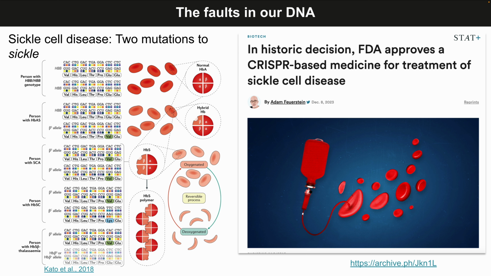Yeah, find a way to switch the base, right? If I can somehow go there and switch this T back to A, I have my original protein or original cell. That's not exactly what the solution that the approved therapy came up with was. Any guesses why? I should be able to go and fix this, right?